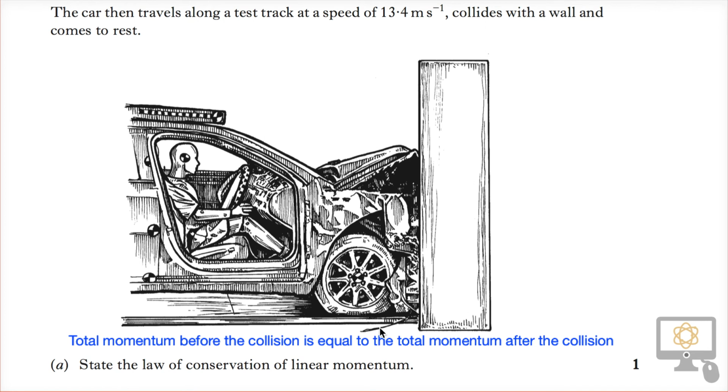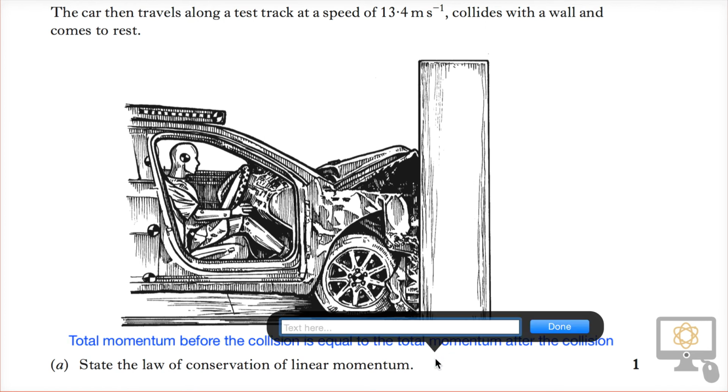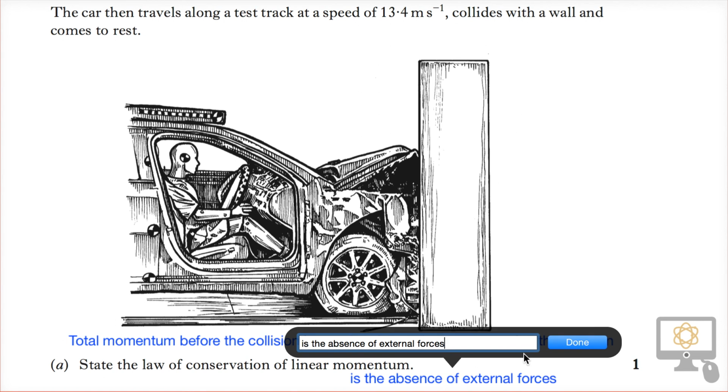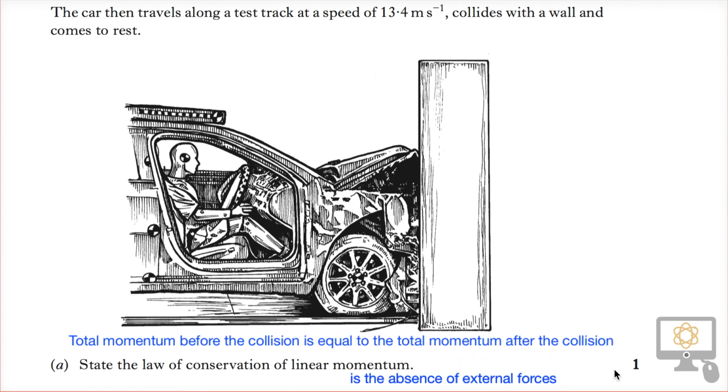The other thing that you must say as well is this works for a closed system, for one system where there's no other forces involved. So the best way of writing that is in the absence of external forces. Sometimes I write external resultant forces, but external forces is fine according to the marking scheme.